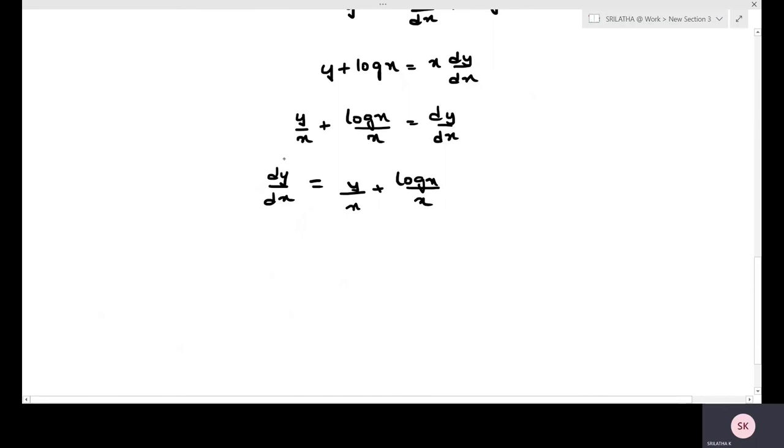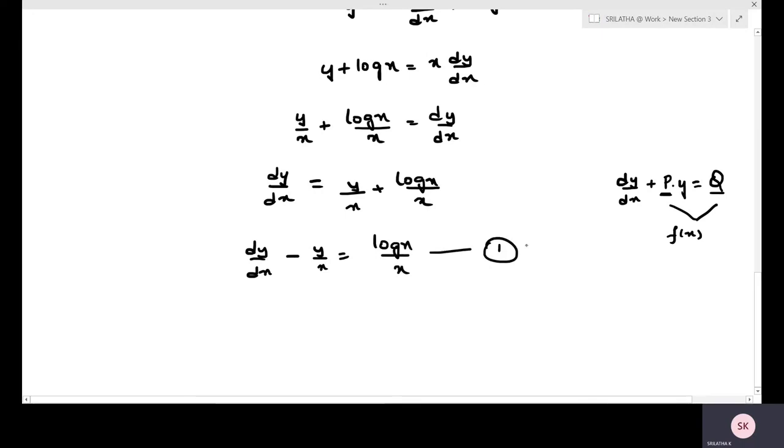No, not yet, because I want it in the form of dy by dx plus p into y is equal to q, where p and q are functions of x. Okay, so I have to bring this y to the other side. See, y term is on the left side. So I'll bring it. So I'll get dy by dx minus y by x is equal to log x by x. Now I think this will make up my linear differential equation.